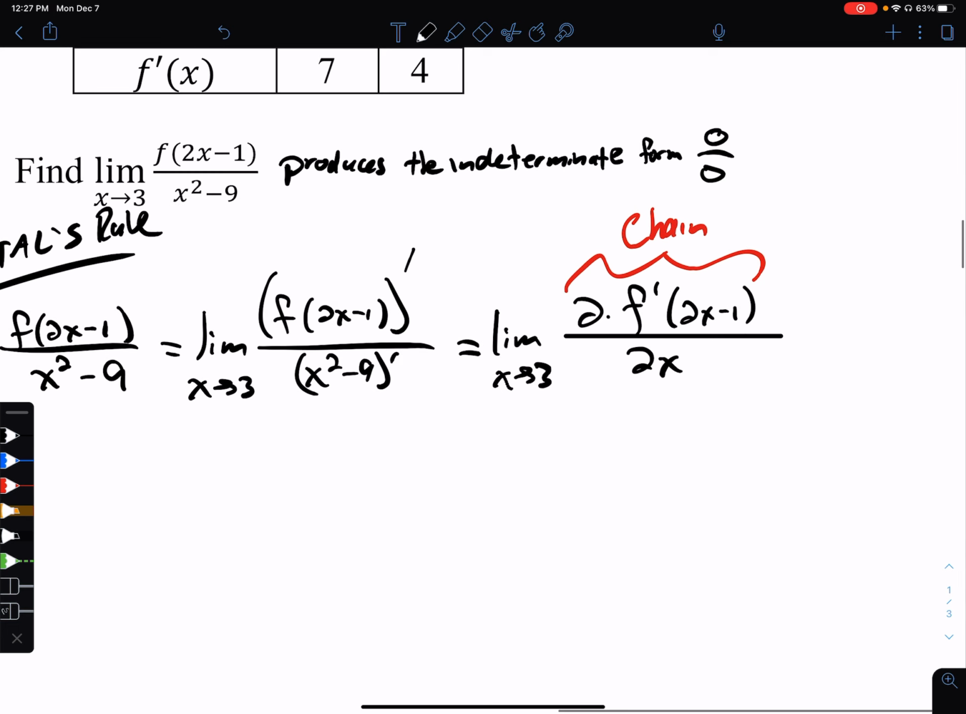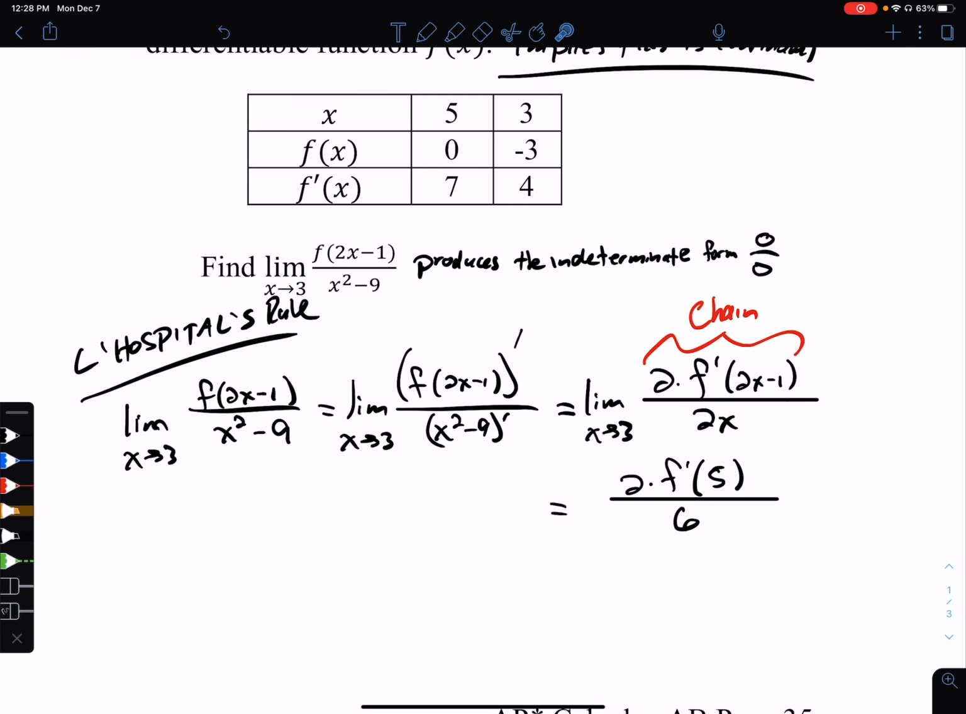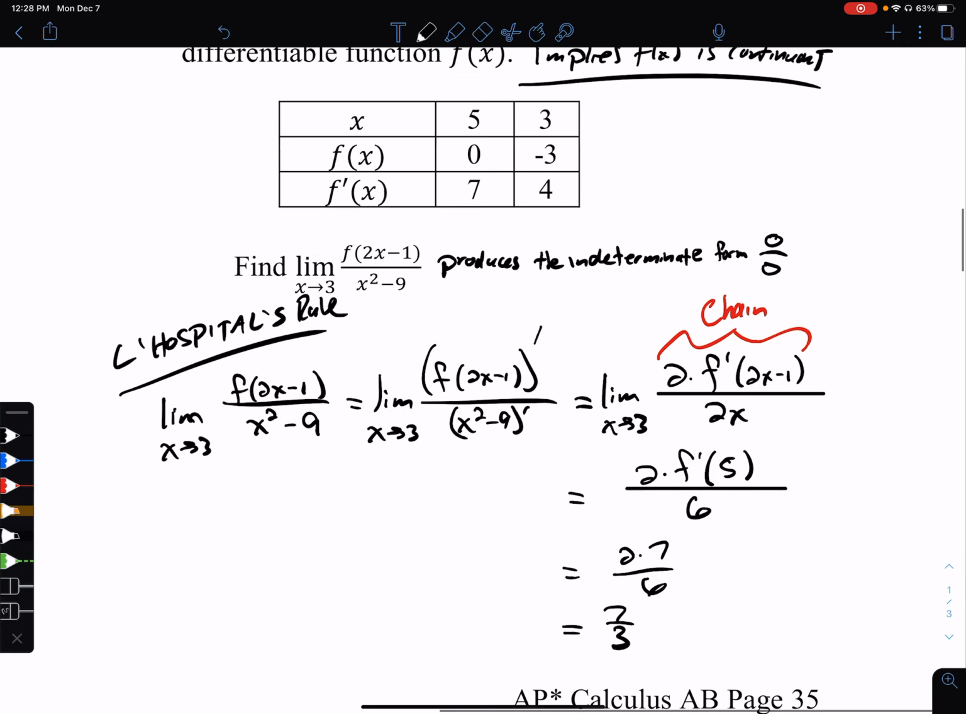So what is this limit? Well, let's put the 3 in. To evaluate the limit, we're going to use substitution. If I put a 3 into the top, 2 times 3 is 6. 6 minus 1 is 5. So that's f prime of 5. If I put it in the bottom, you're going to get 2 times 3, which is 6. According to my table, f prime of 5 is a 7. So this is going to be 2 times 7 over 6, which is going to be 7/3.